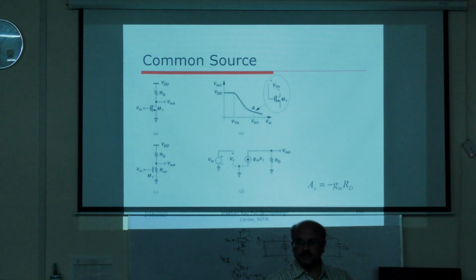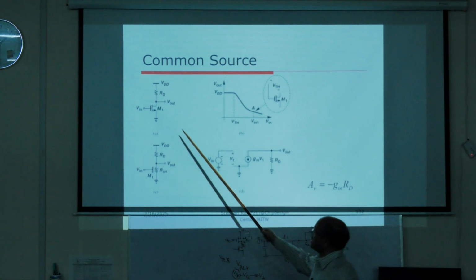VGS minus V threshold is, input voltage is 1.1 volt, threshold voltage is 1 volt. What is VGS minus V threshold? Input voltage is 1.1 volt, that is VGS is 1.1 volt. Threshold voltage is 1 volt. So what is VGS minus V threshold? 0.1. So it is such a small value.